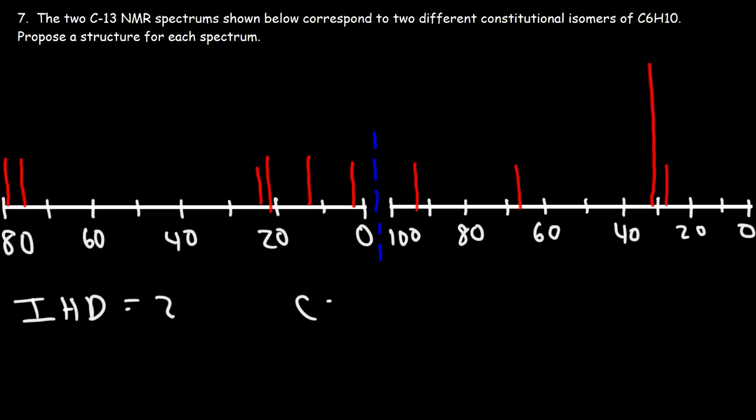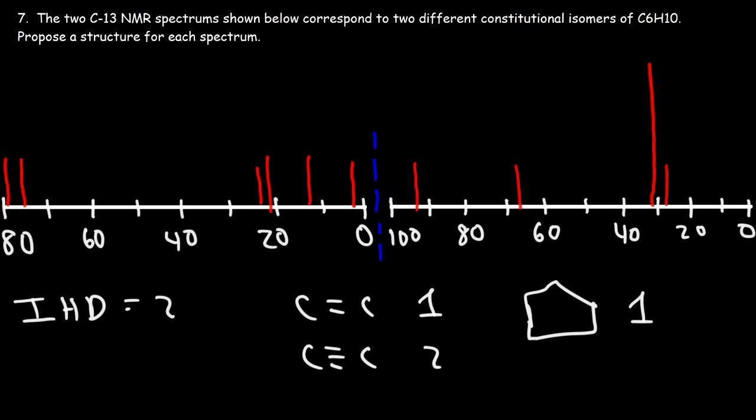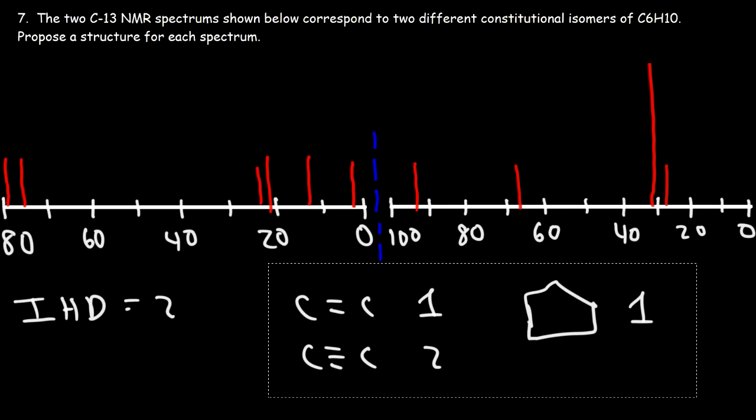Now keep in mind, a double bond has an IHD of 1, a triple bond has an IHD of 2, and a ring has an IHD of 1. So this could be 2 rings, it could be 2 double bonds, it could be a double bond and a ring, or 1 triple bond. So those are the possibilities that we have.